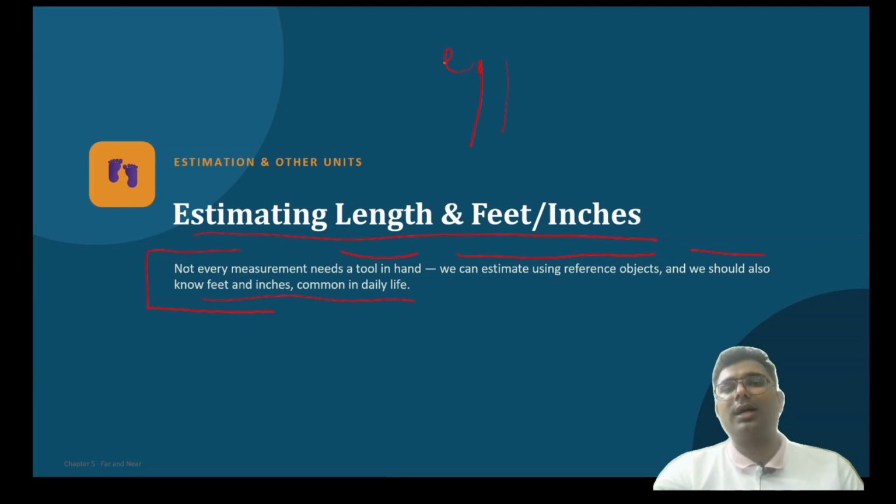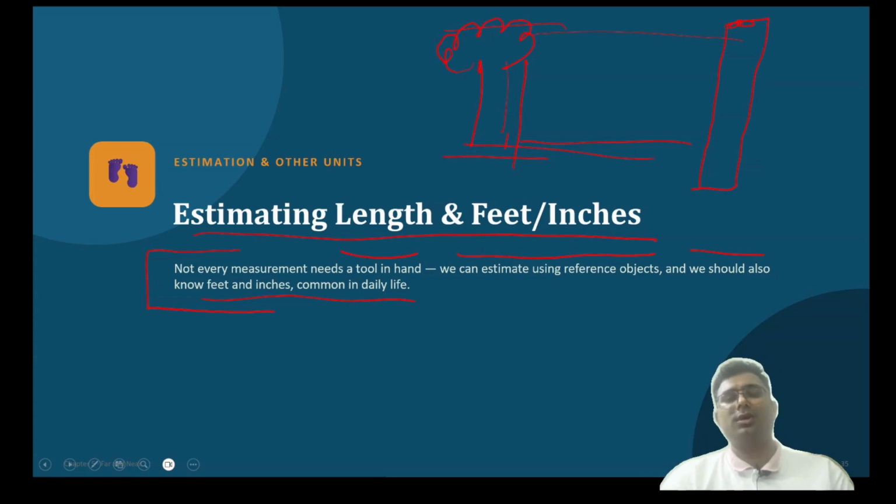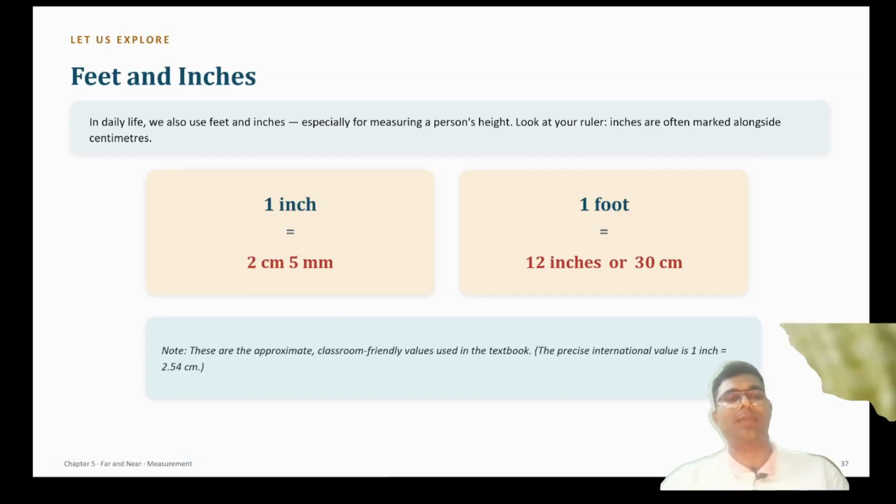To measure the height of a tree, it's very hard for us to use measuring tape or some other tool. So instead of this, we will take reference of some other object which is nearby us, like the pole. Okay, there is a pole, so we can just compare that this pole is bigger than, or you can say the tree is just smaller than this pole. So estimation helps us here.